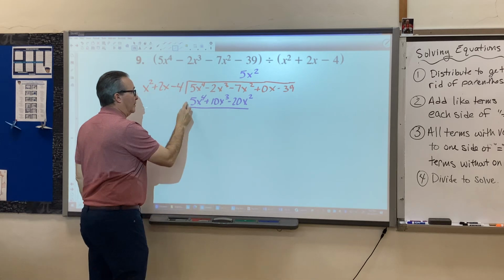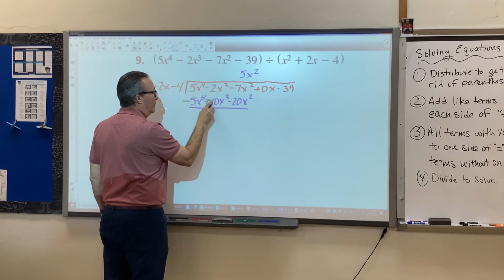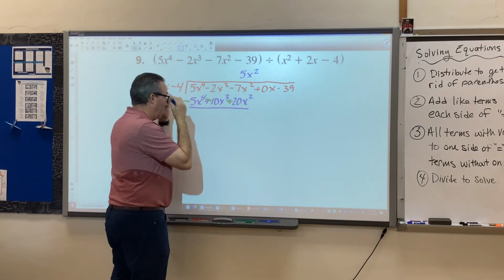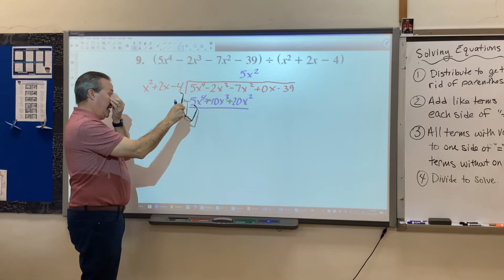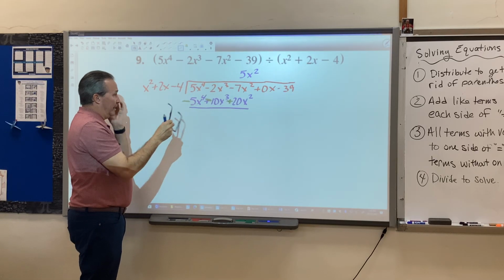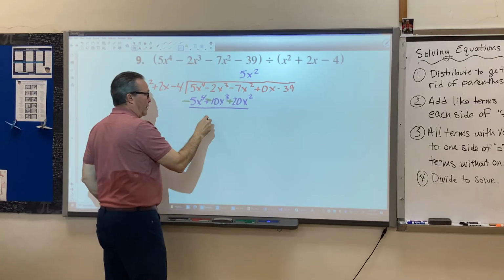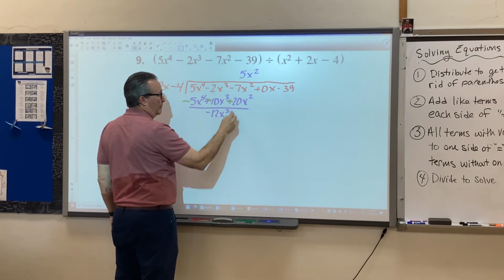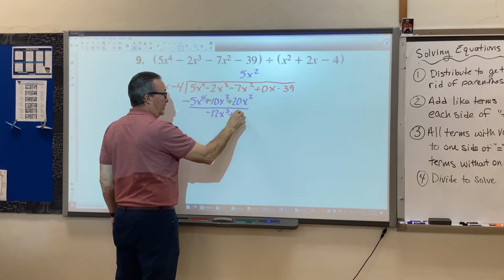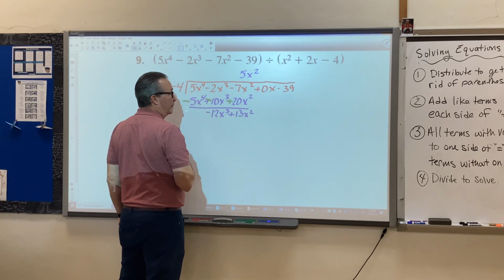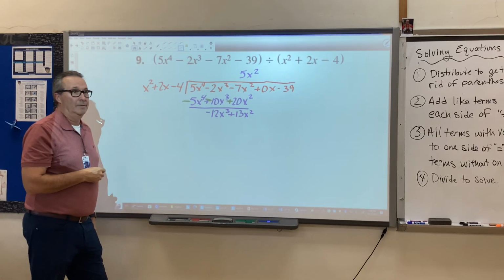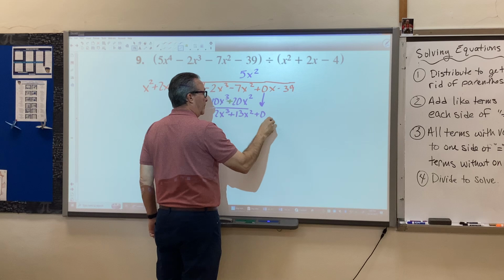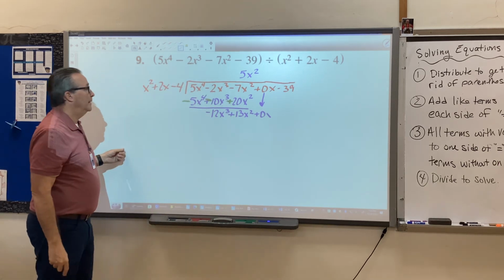Change the signs and add. Negative here, negative there, positive here. So these will always add to 0. These you get negative 12x to the 3rd plus 13x squared. And what? Drop down this plus 0x. Okay? Now what?